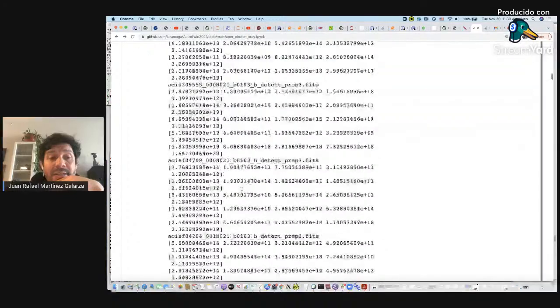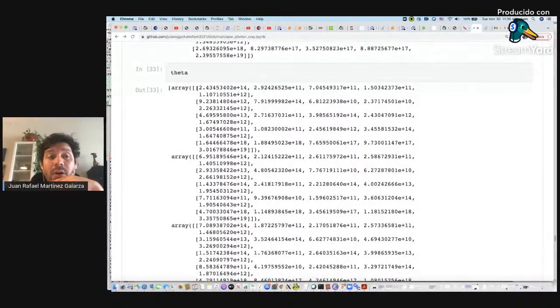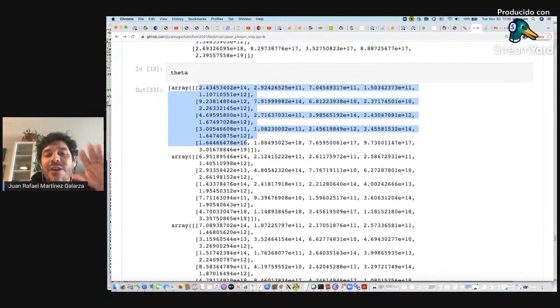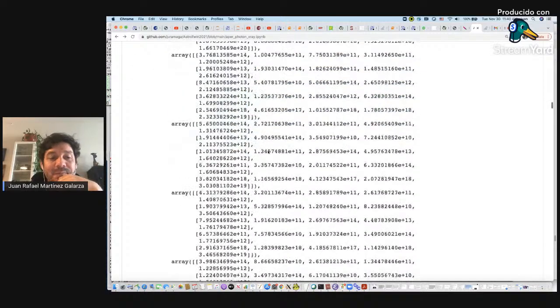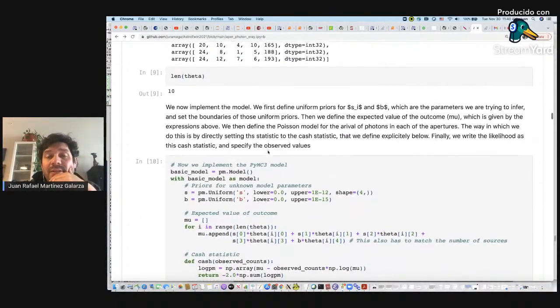If you look at theta, basically what theta has is all the matrices stacked together, giving you the expected fluxes in each amplitude that comes from each of the different sources that are in the image, right? And now all we need to do is implement the model.